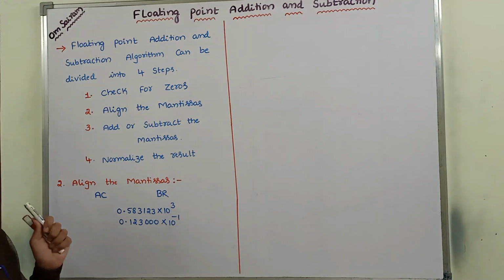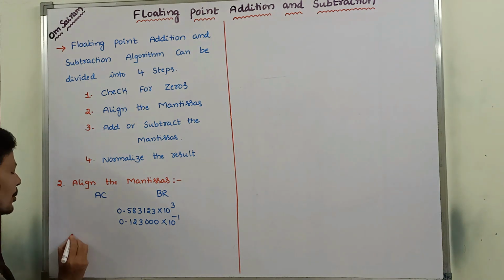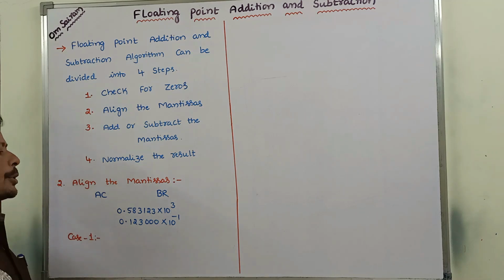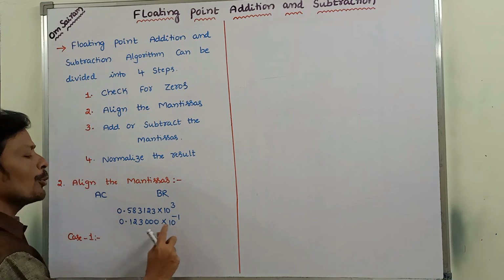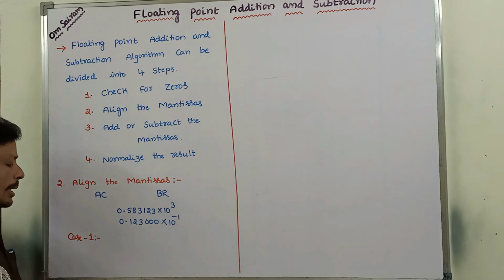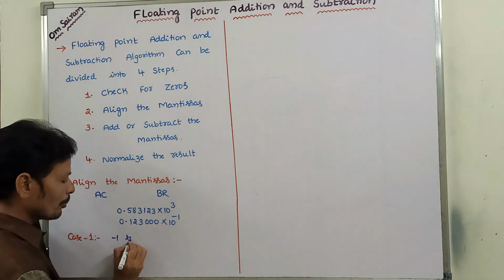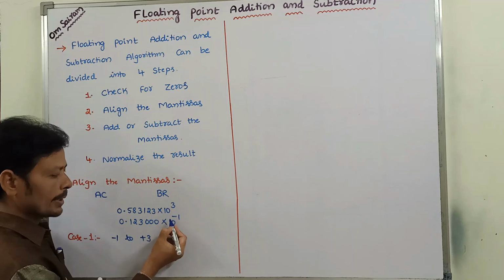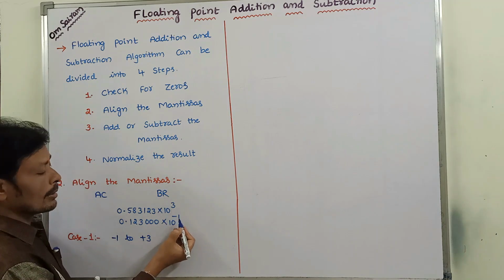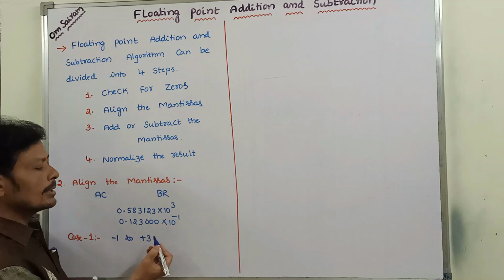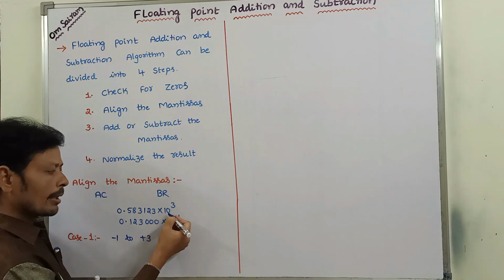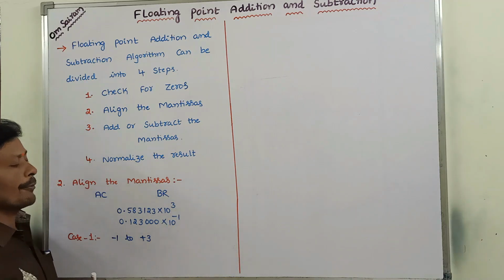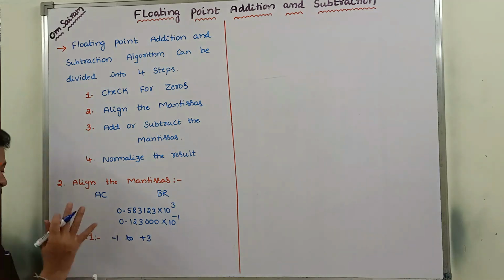Here we consider two cases. Case one is we have to increase the exponent value of the second floating point number, that is minus 1, to plus 3. Then it becomes 10 power 3. Here the first floating point number exponent value is also 10 power 3. Then we have to perform the addition operation. So this is the first case.